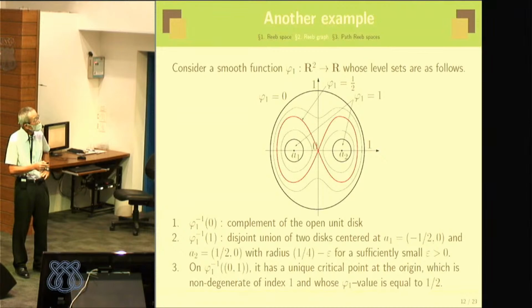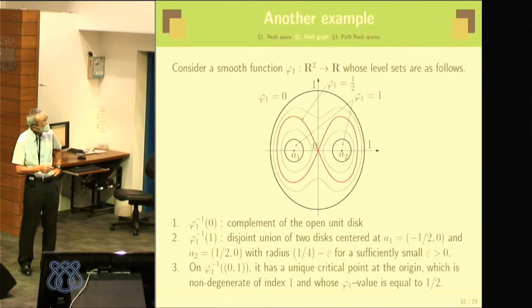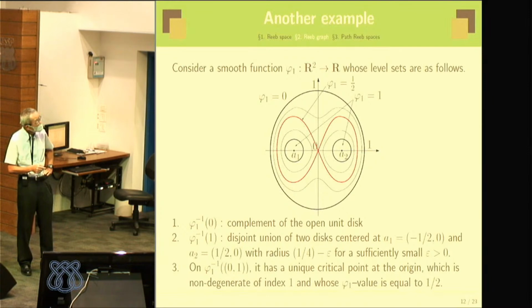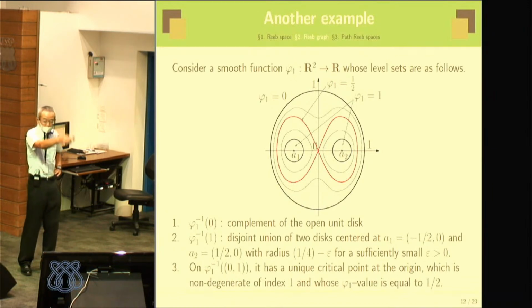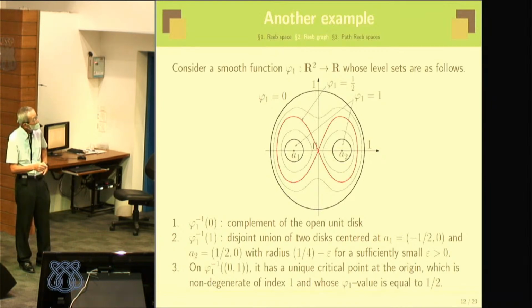First, we consider a smooth function phi 1 on the plane, such that the level curves are like this. Outside of this unit disk, the value is equal to 0. Inside the disk, you have 2 local maximum points and 1 saddle point. So it's like 2 mountains, okay? But for the small disks here, the values are constant. So phi 1 is equal to 1 here.